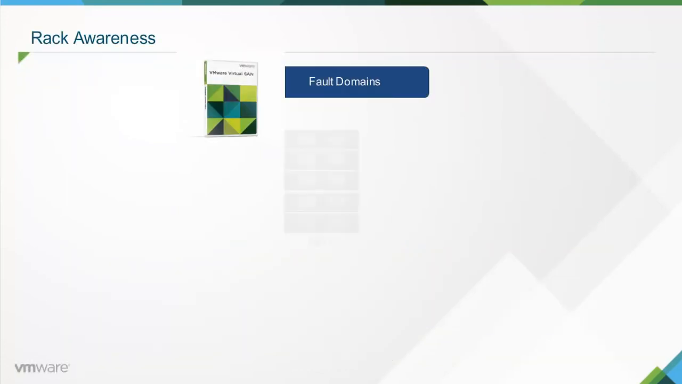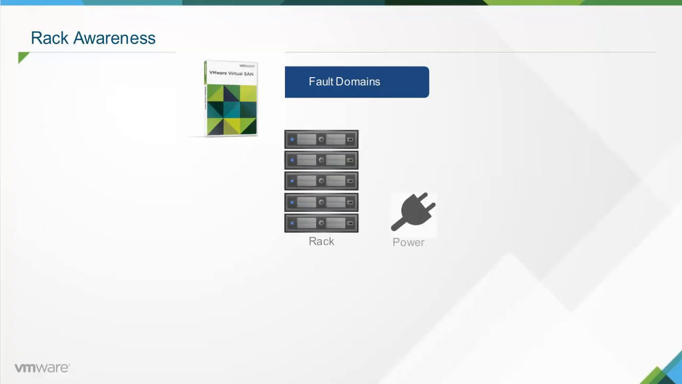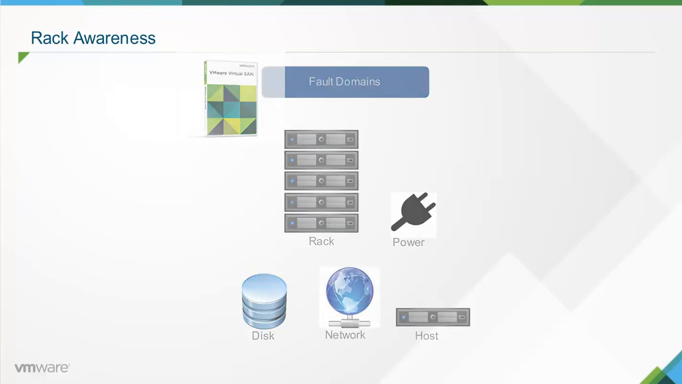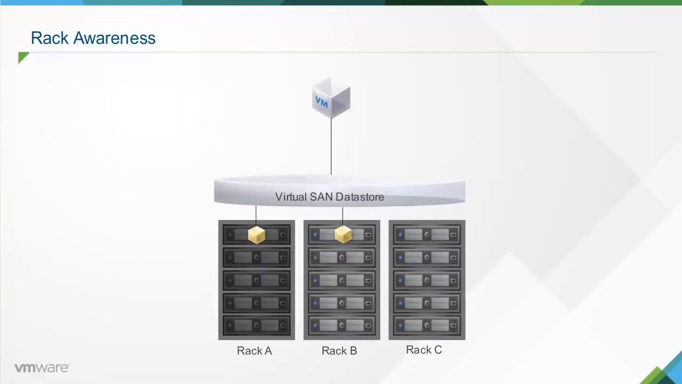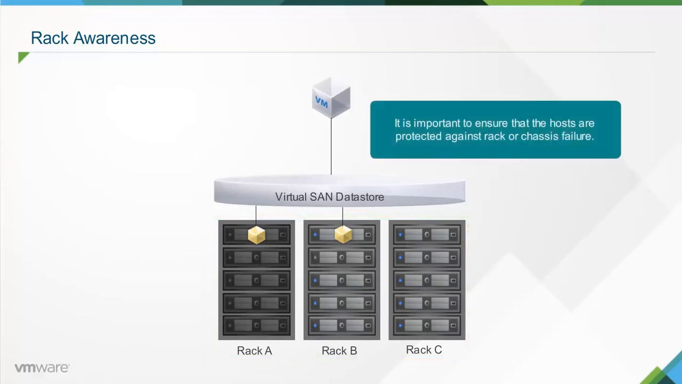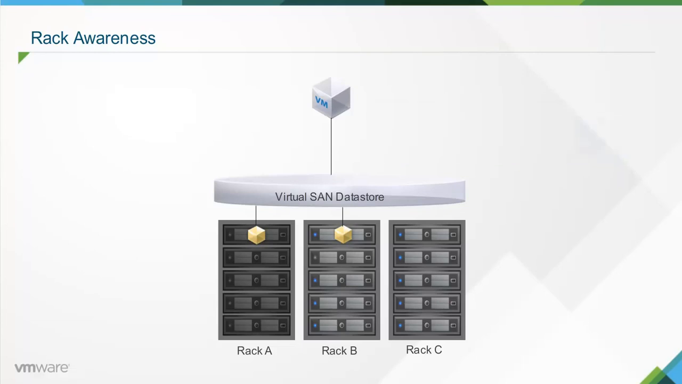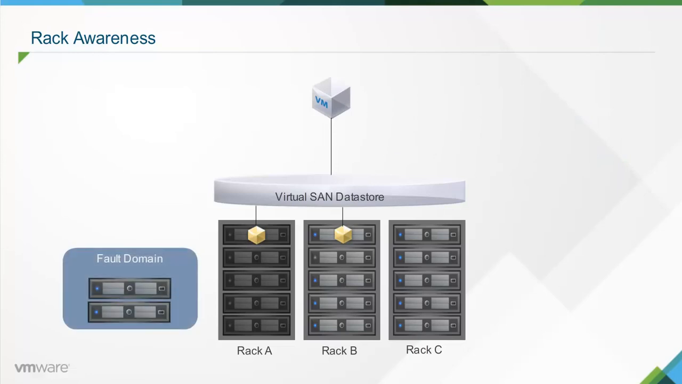Virtual SAN 6.0 fault domains provide the ability to tolerate rack failures and power failures in addition to disk, network, and host failures. If the Virtual SAN cluster spans across multiple racks or blade server chassis in a data center, it is important to ensure that the hosts are protected against rack or chassis failure. This can be achieved by creating fault domains and adding one or more hosts to them.